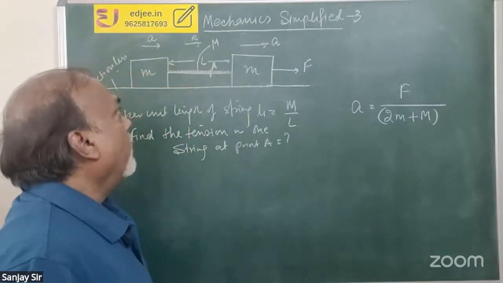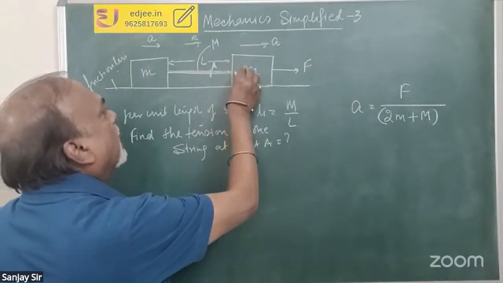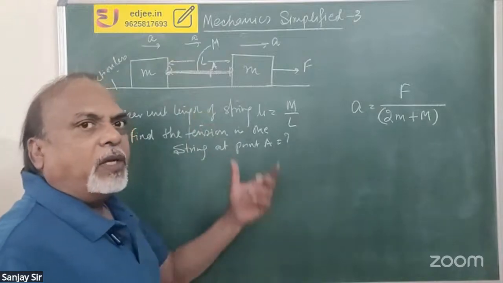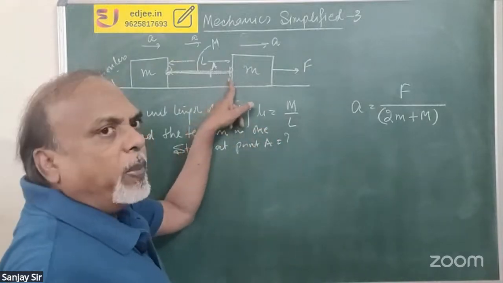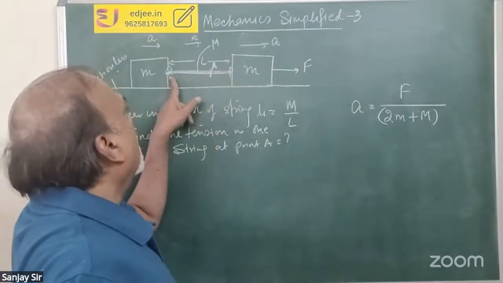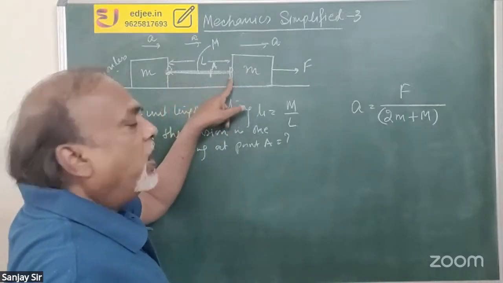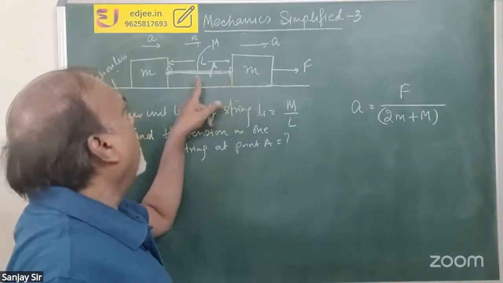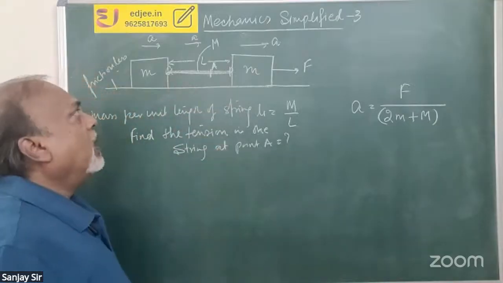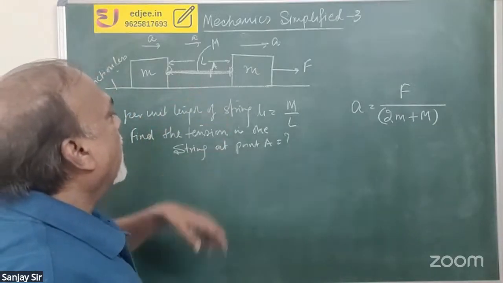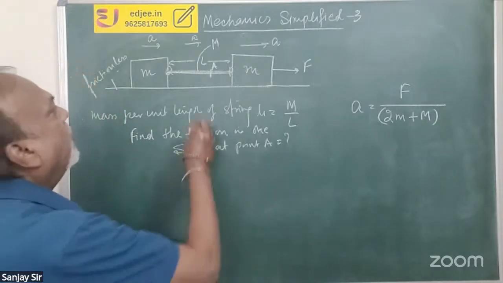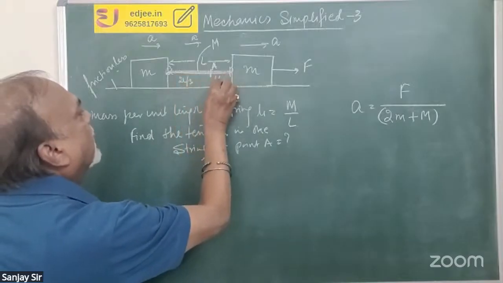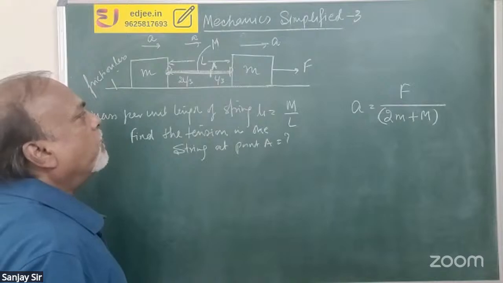Correct? From here to here, from point P, Q, tension will be different. At point P, the tension will be least. Sorry, at point P, the tension will be most, and at Q, it will be least. Suppose if you are asked to find out at A, and you are given, so this is 2L by 3, and this is L by 3. Correct?